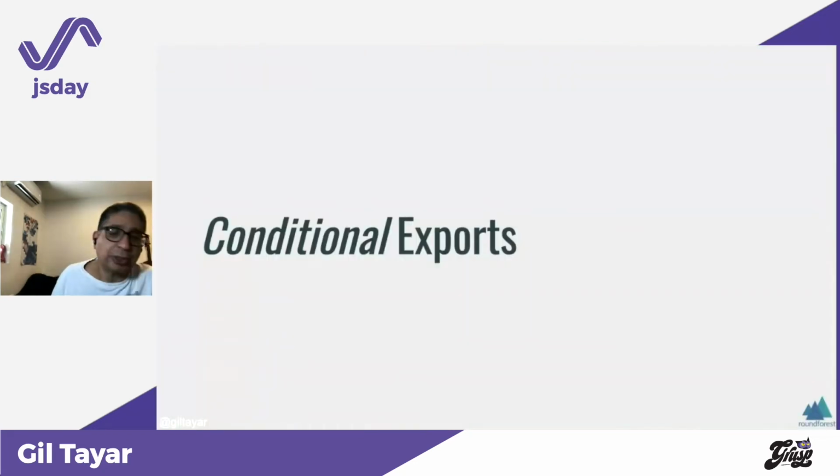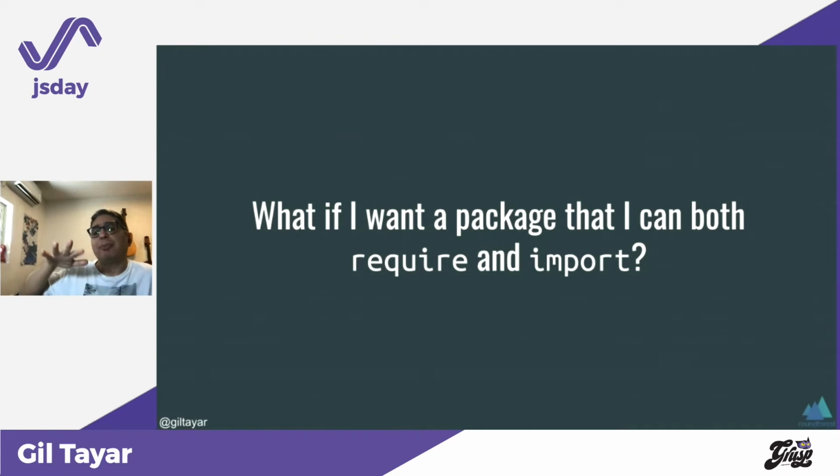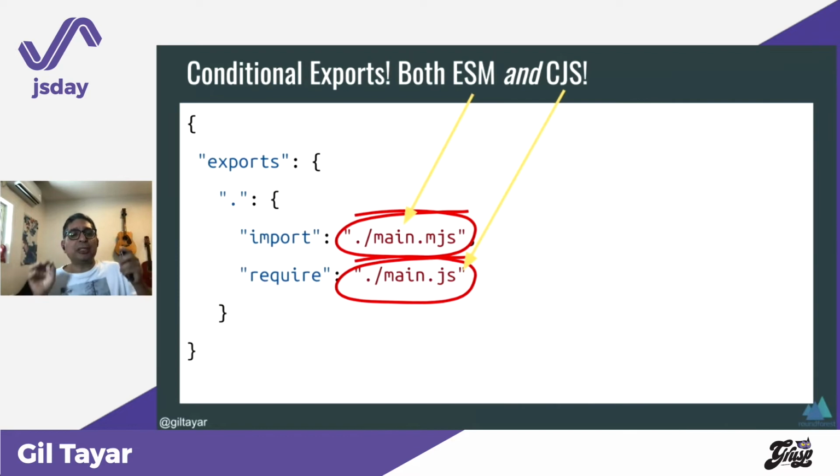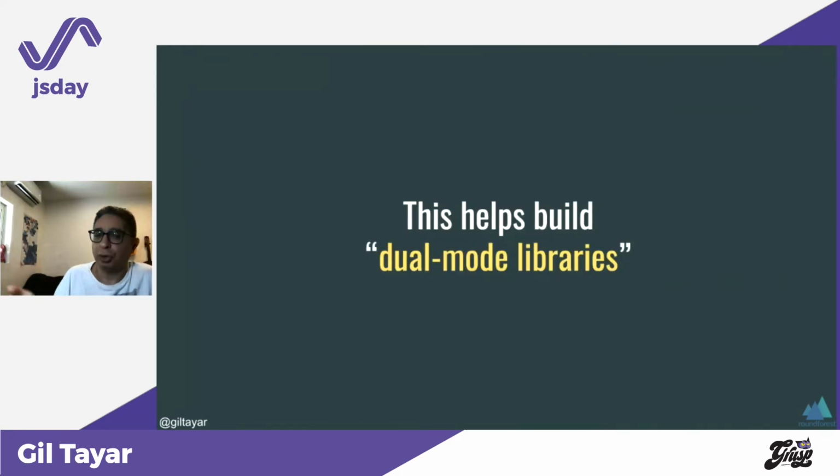Okay, what about more stuff? Let's talk about conditional exports. What if I want a package that I can both require and import? This is interesting, and this is important for migration. Today, it's impossible, because the entry point can be either an ESM file or a CJS file. It can't be both. So you have to choose, unless you can specify conditional exports. So in your entry point, you say: if you import the package, use this file, and if you require it, use that file. This is great and helps build dual mode libraries.